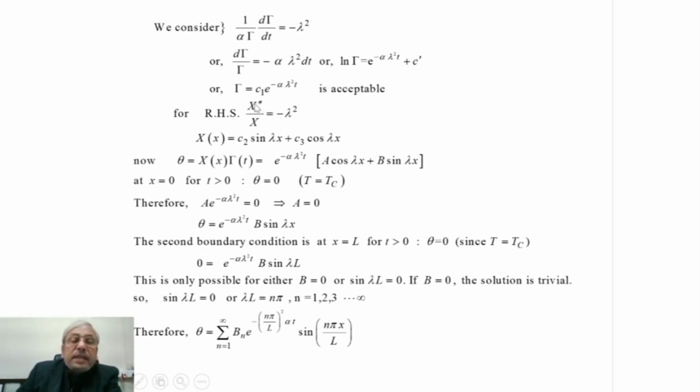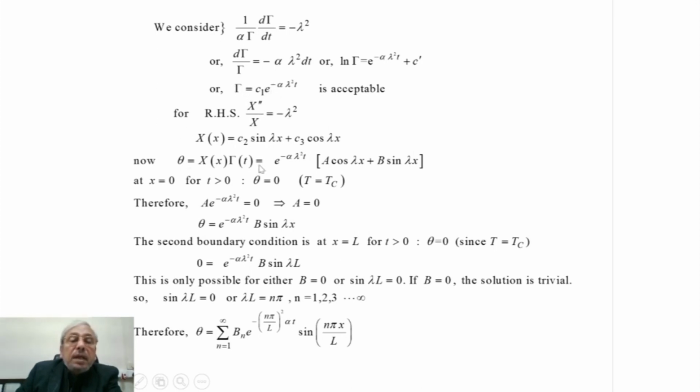d2x/dx2 divided by x equals minus lambda squared. That means d2 X/dx2 equals minus lambda squared into X, and the solution of this is X as a function of x, C2 sin lambda x plus C3 cos lambda x. So this is the spatial solution, the space-dependent part, and this is the temporal part of the solution.